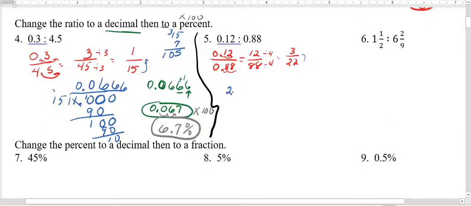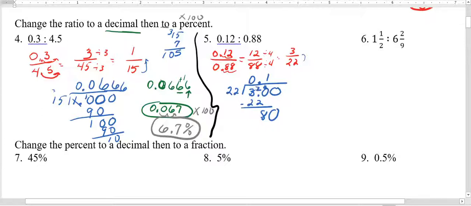So 22 doesn't go into 3, so I put a decimal, bring my decimal straight up, and I put a 0 before it, and then I put a 0 after it. So then 22 goes into 30 one time. So 30 minus 22, gotta borrow again. So 10 minus 2 is 8. 2 minus 2 is 0, so I don't have to worry about that. But I have a remainder, so I'm going to add a 0 and bring it down.